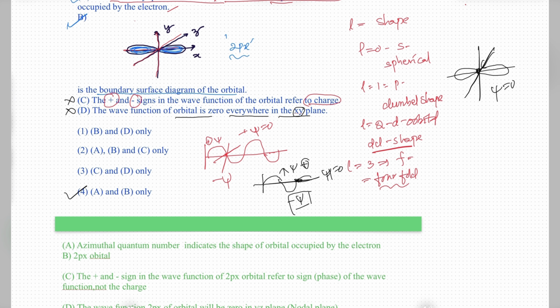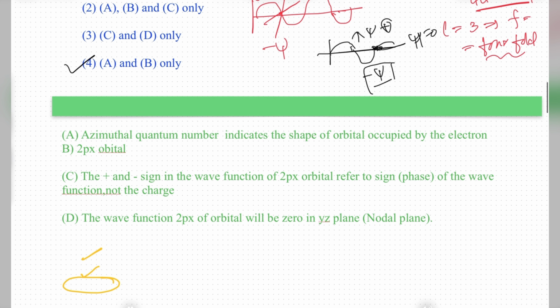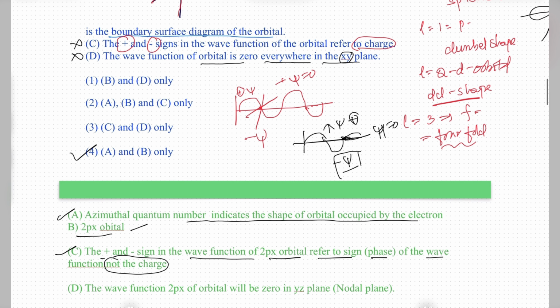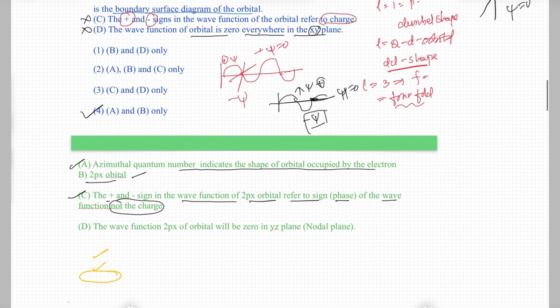So your option, which is true? The fourth one is true. The first one, azimuthal quantum number indicates the shape of the orbital. That is right. The plus sign and minus sign in 2px refer to the phase of the wave function, not to charge. This is not a charge. This is just the wave function. Don't forget this. And the last one is also given: the wave function of the 2px orbital will be 0.